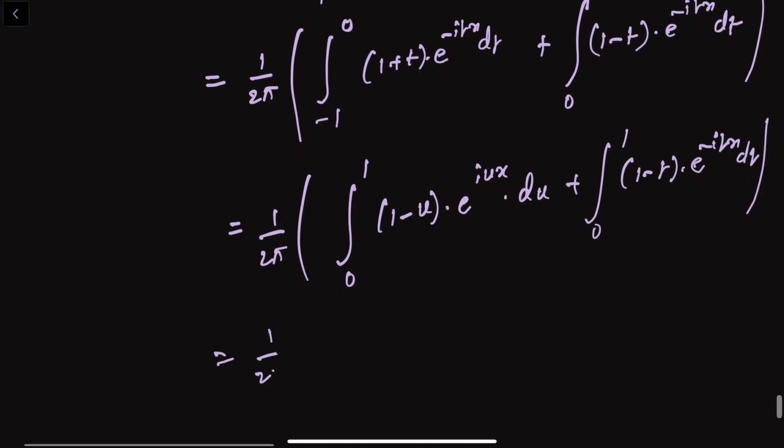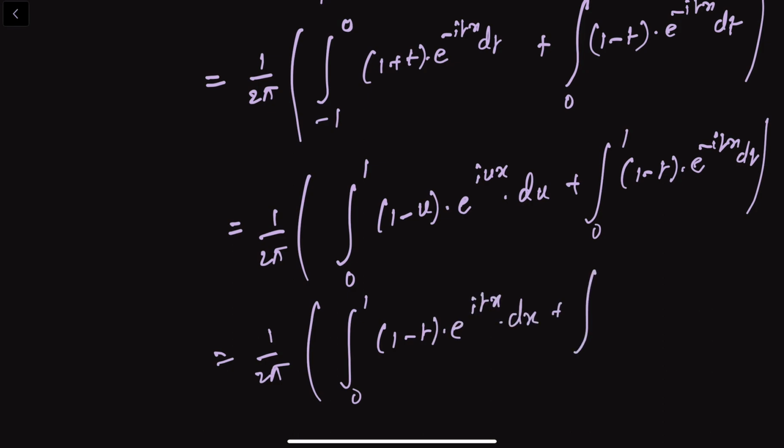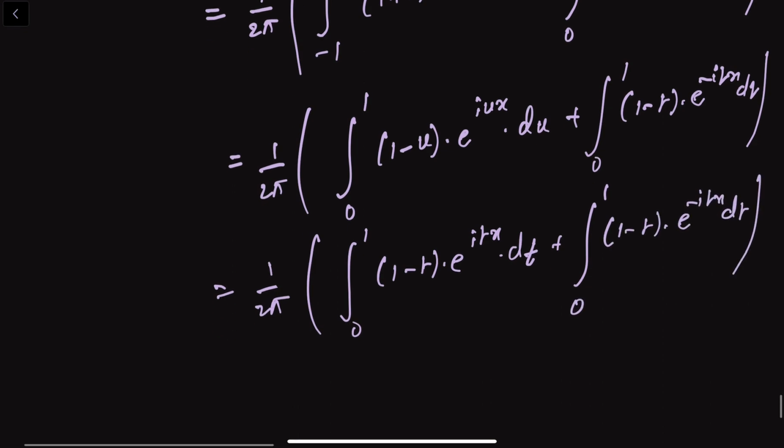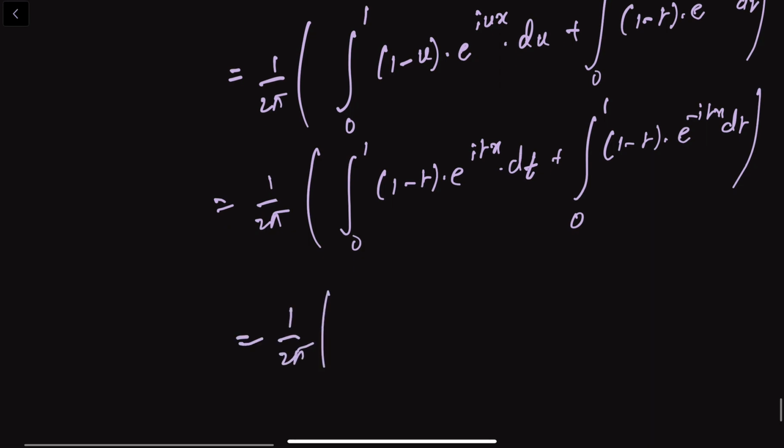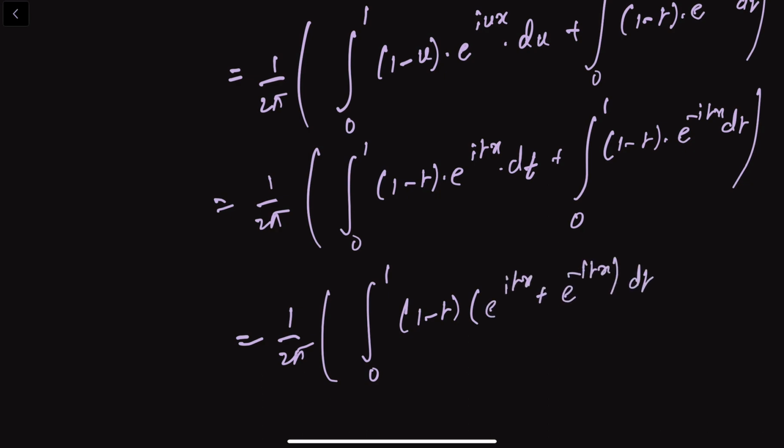Now that is nothing but 1 by 2 pi, integral 0 to 1 of 1 minus t, e to the power itx dt. Basically I can change the variable because the ranges are 0 to 1, so I am changing it to t again. Plus integral 0 to 1 of 1 minus t, e to the power minus itx dt. So that is nothing but 1 by 2 pi, integral 0 to 1 of 1 minus t into e to the power itx plus e to the power minus itx dt.